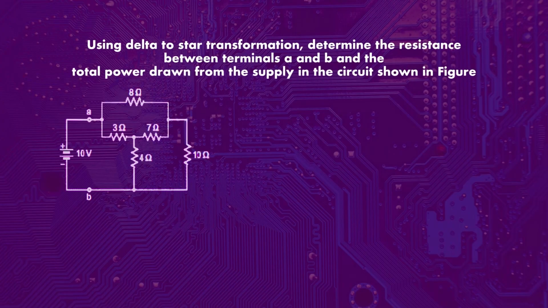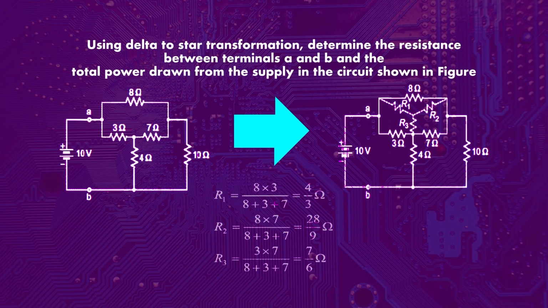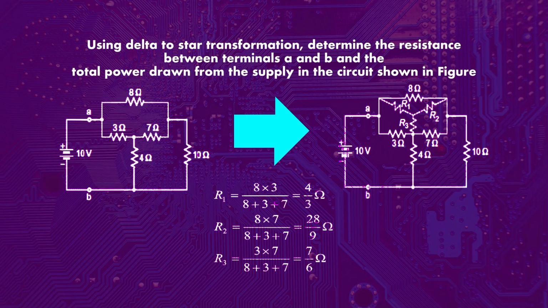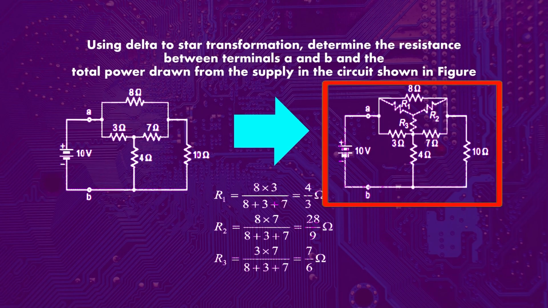Using delta to star transformation, determine the resistance between terminals A and B and the total power drawn from the supply in the circuit shown in the figure. Here in figure 1 there are three resistances, 8 ohm, 3 ohm and 7 ohm, connected in delta. Now you have to convert this delta into star. In the second figure you can see the branches of the star, that is R1, R2 and R3. By the conversion method you have to find the values of R1, R2 and R3.